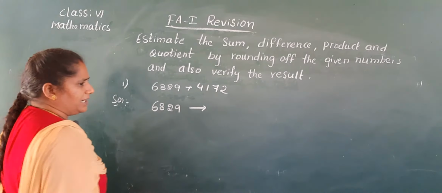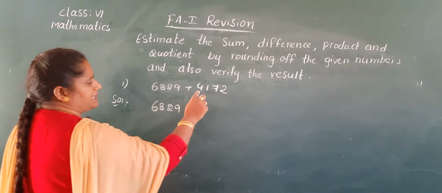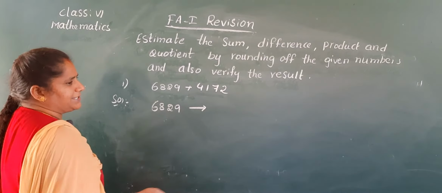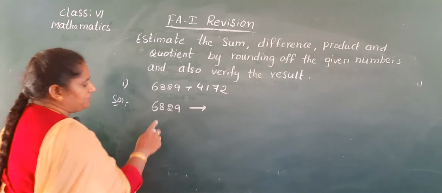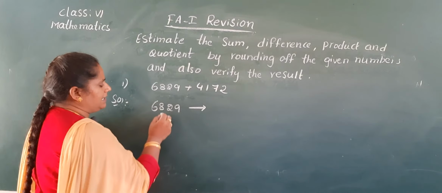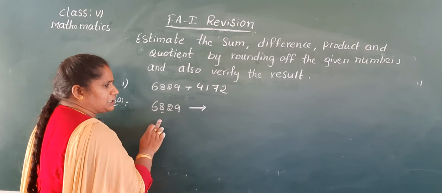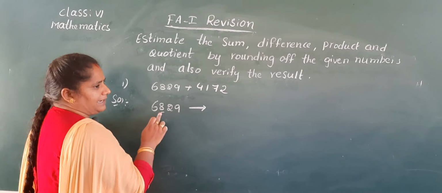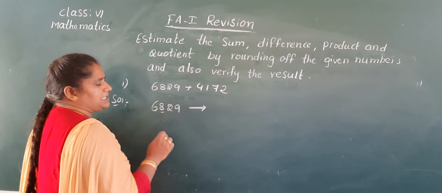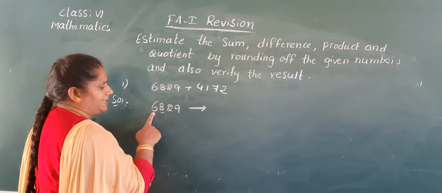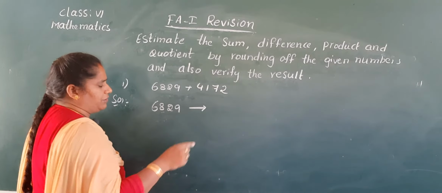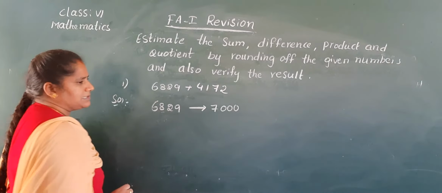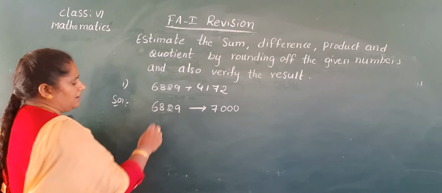First, 6829 is rounded off to the nearest 1000. It's a 4 digit number, so you have to round off this number to the nearest thousands. To round off this number to the nearest 1000, see the digit at the hundreds place. Yes, it is greater than 5. 8 is greater than 5. In these cases, you add 1 to the thousands place and these digits become 0. So 6 plus 1 equal to 7 and we keep zeros. 7000.